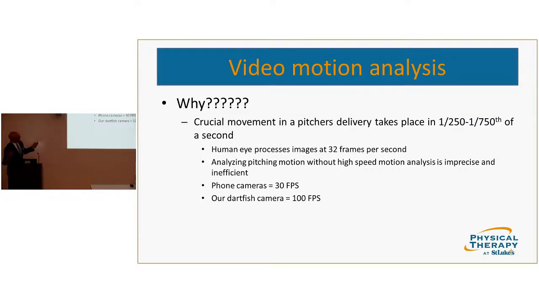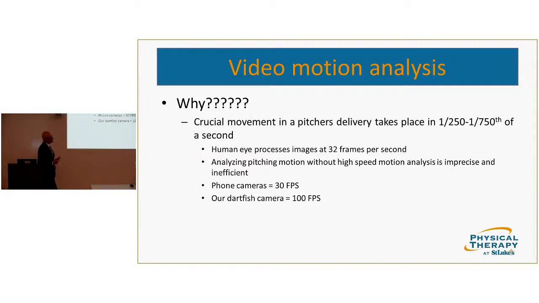So why do we want a video? I found this interesting. I didn't know these exact stats, but crucial movement in a pitcher's delivery takes place in 1/250th and 1/750th of a second. Those crucial moments, the human naked eye processes images at 32 frames a second. So when you're trying to analyze the motion, you really should have something. Phone cameras are 30 frames per second. Our Dartfish camera is 100.